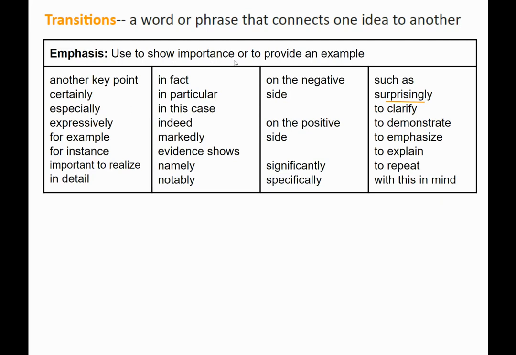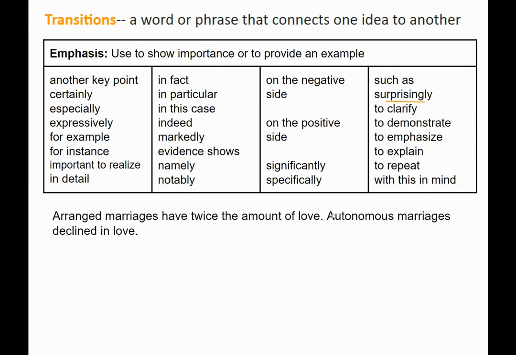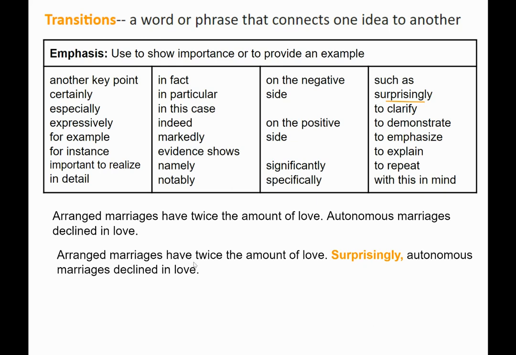Emphasis is to show importance or to provide an example. Arranged marriages have twice the amount of love. Autonomous marriages declined in love. This was surprising to me. So I said arranged marriages have twice the amount of love. Surprisingly, autonomous marriages declined in love.